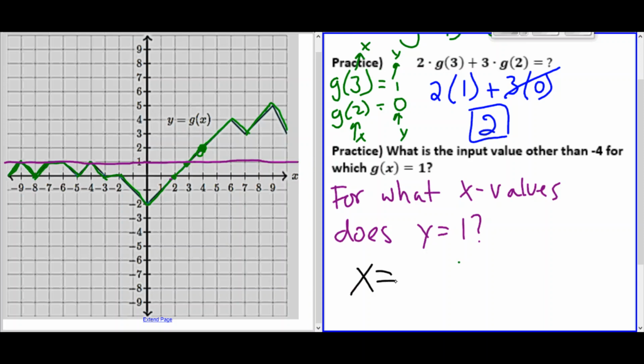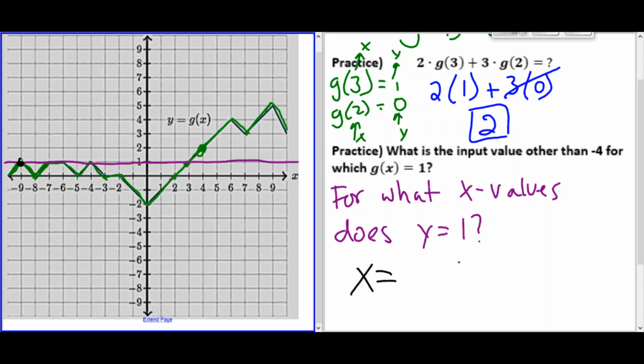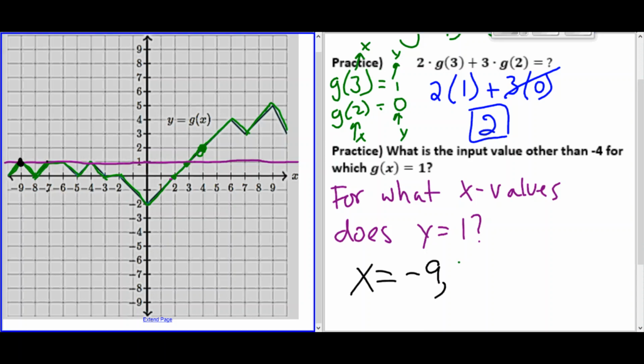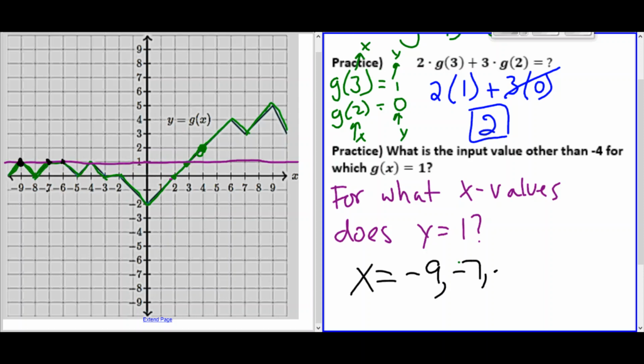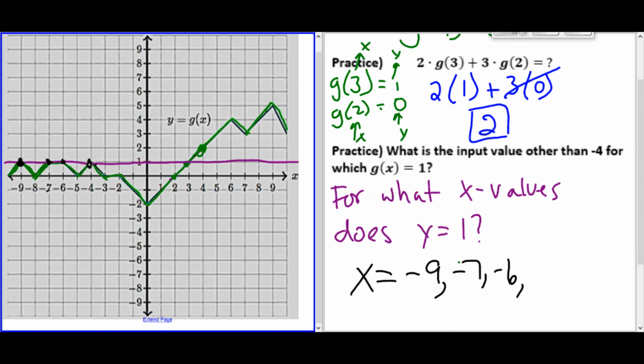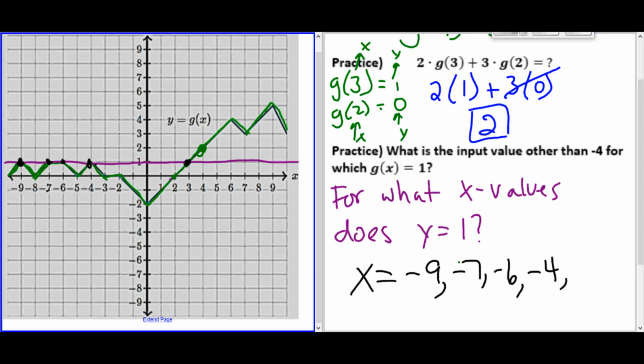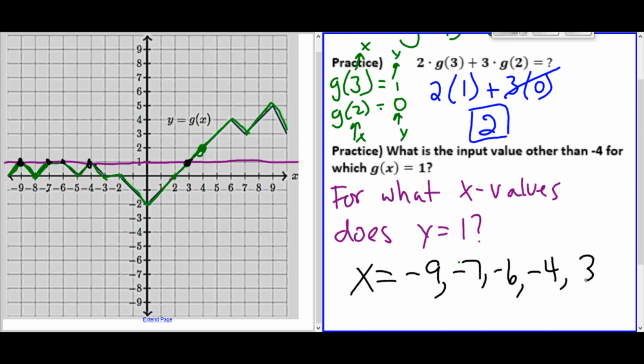So I'll start at the left. So it hits it at -9. So you're looking for x values. So then it hits it at -7 and -6. It does technically hit in between, but just for simplicity, we'll just say -7 and -6. -4. And then one more time at 3. So this is fine for our answer. We'll leave it like that.